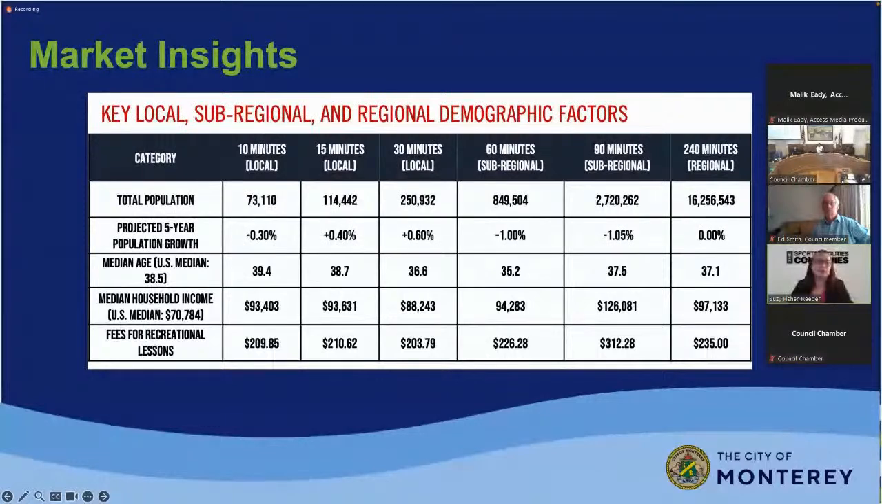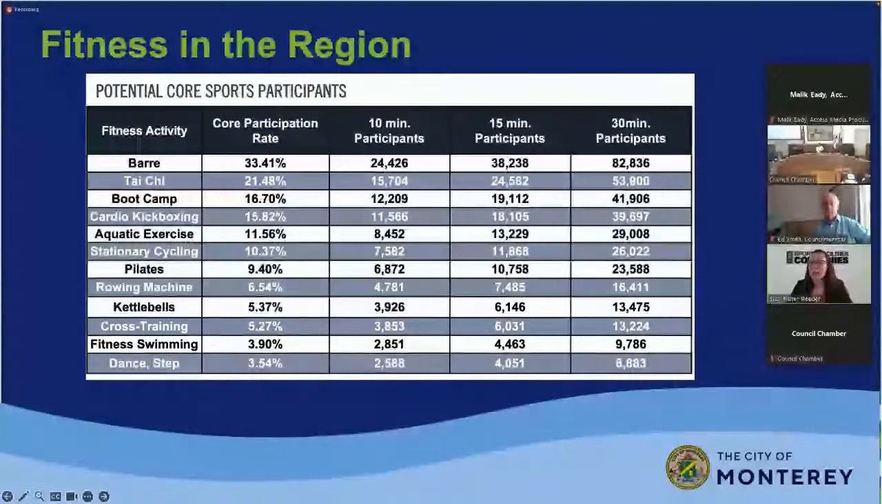Next, we explored fitness trends within the region, as well as the program offerings within the Monterey Sports Center. Within the 30-minute drive time population, there's a potential for a significant number of participants in barre, Tai Chi, boot camp, cardio kickboxing, as well as aquatics. These classes that focus on specialty workouts have the potential to draw over 200,000 people. While people transitioned to home fitness or other fitness locations during the pandemic, people are returning to group fitness. And these are areas that we see growing, not only in your region, but in regions across the country.